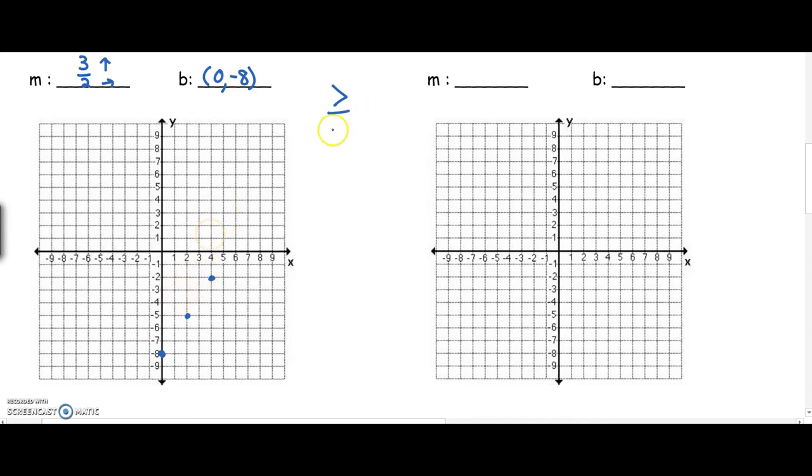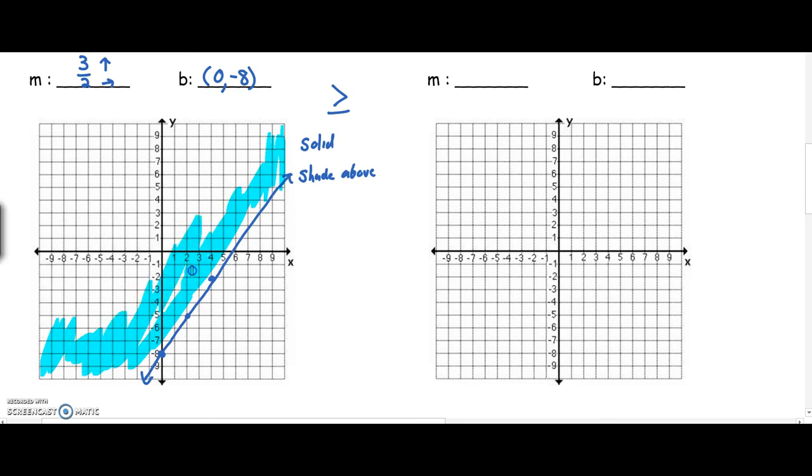And then I'm going to look at my sign. So my sign was a greater than or equal to sign, which means it should be a solid line, and then I need to shade above my line. So I'm going to draw my line in all the way across my graph, and then in this case I'm going to shade above. Remember, the shading doesn't have to be perfect as long as I can see what region you are shading.